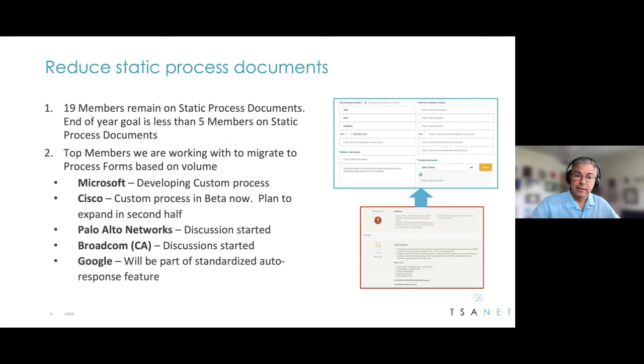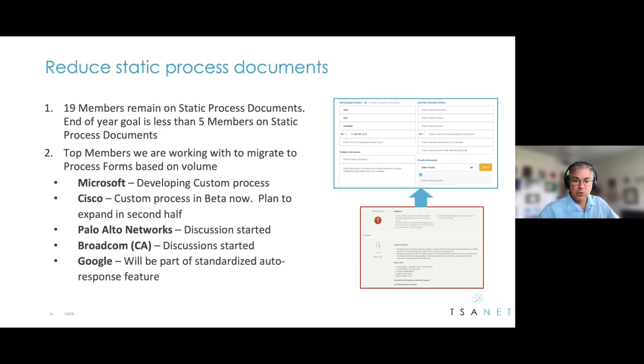The last area that we're spending time on in the second half is to reduce the number of members that have static process documents. And again, if you look at the numbers, it's not a huge number. We have 19 members that are still on static process documents, and we have over 700 members of TSANet. So we're talking a small number, but a lot of these members are what I would call the backbone members, right? So the members that drive the most volume, the members that everybody asks about when we show them TSANet Connect.